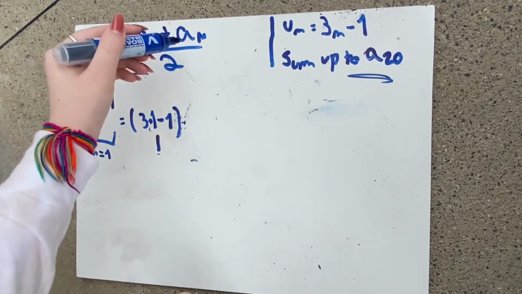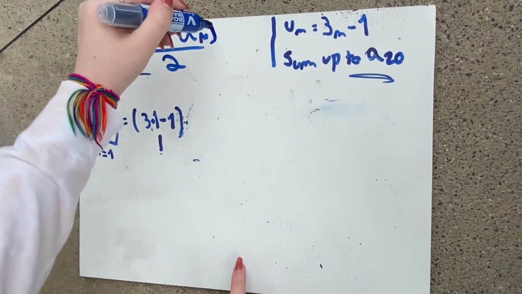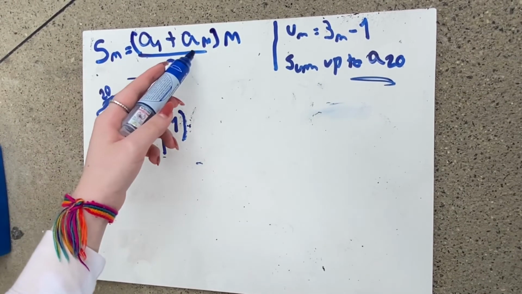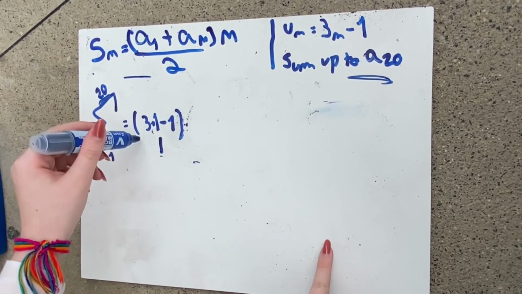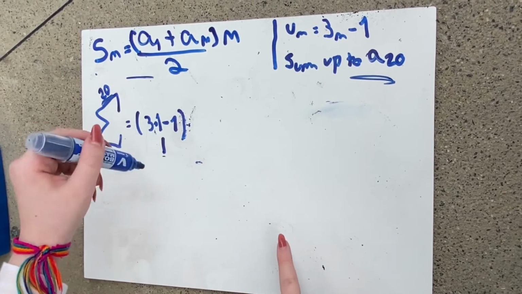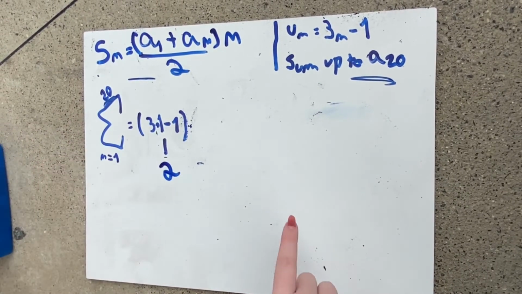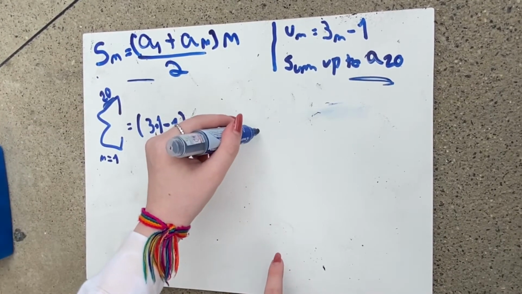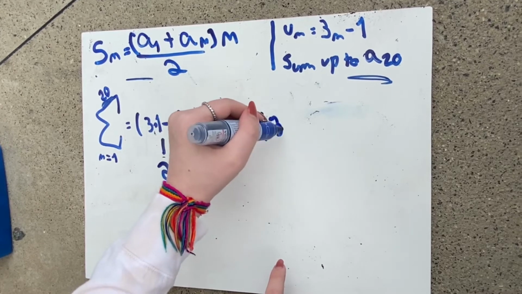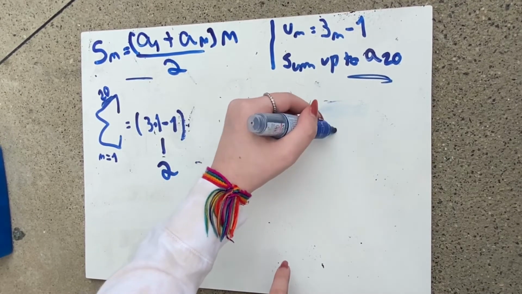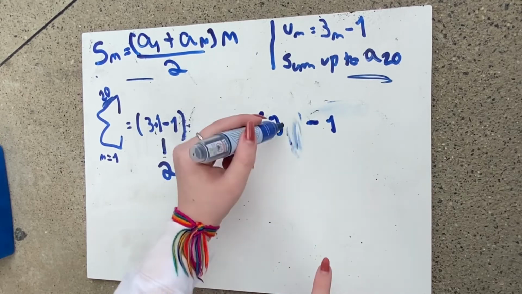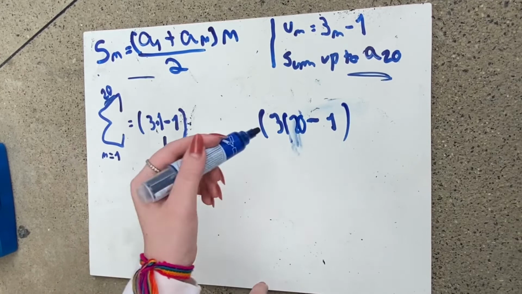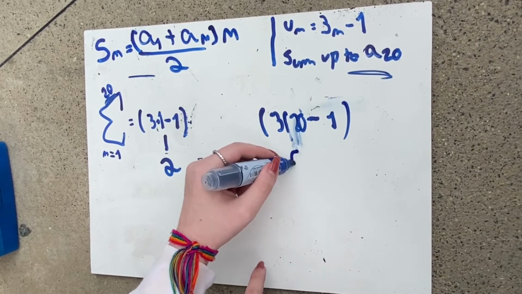So what you need to do is this times n. You just need the first term and the last term. The first term, 3 times 1 minus 1, is going to be 2. Now you can find the 20th term by doing 3n minus 1 and substituting in 20. So 3 times 20, 60, minus 1, 59.